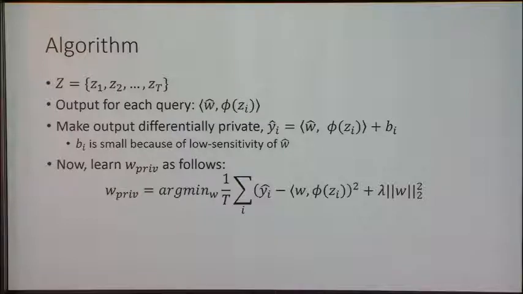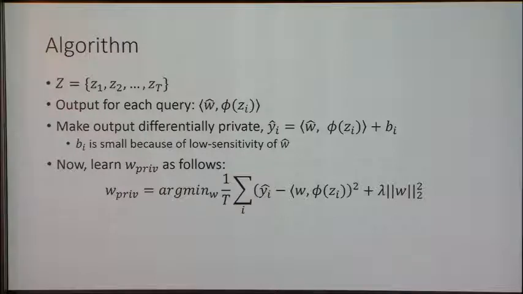So the idea again is very simple, that we need to worry only about the output of each query, and we'll make each of these outputs differentially private, and the noise that we need to add will be very small because of low sensitivity of W hat. Okay, and now what we'll do is we'll try to find a W, and in some sense a kernel over the test data points that I'm seeing, that closely mimics the output that I'm looking for.